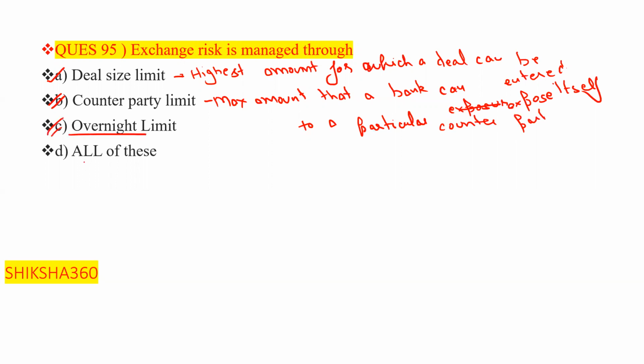Third one is the overnight limit. So what is the overnight limit? Basically, the overnight limit is the maximum amount of open position or exposure that a bank can keep overnight, basically when the markets are closed.